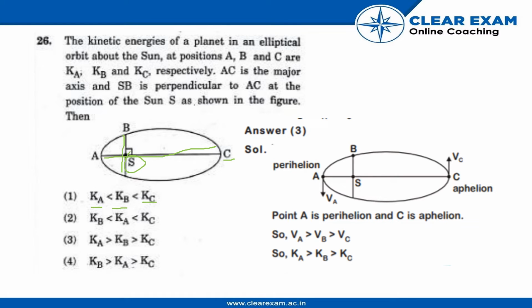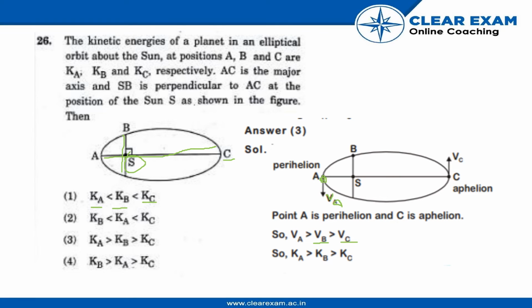So if you see here, at A, that's the velocity of point A, and at C, that's the velocity of point C. So point A is perihelion and point C is aphelion. So velocity of A is greater than the velocity of B, which is greater than the velocity of C.